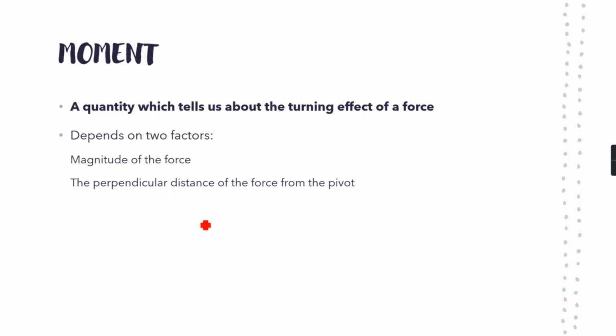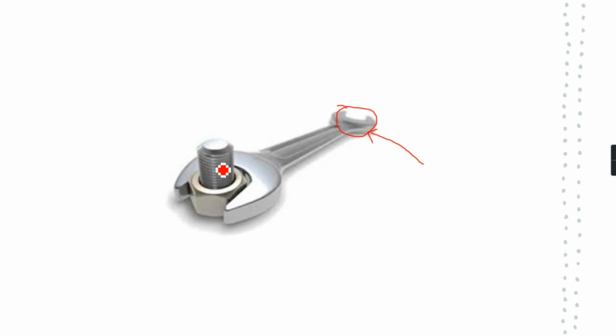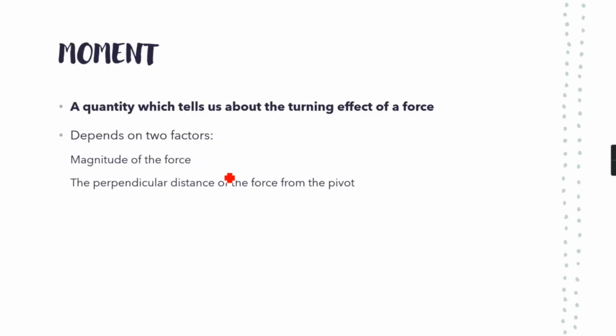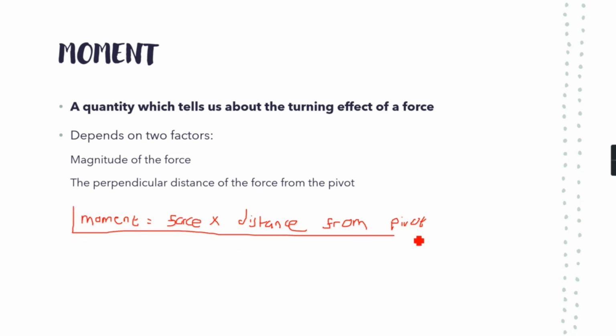So the moment of a force can be defined as the force times the perpendicular distance from the pivot, the pivot being the center of the nut, to the line of action of the force. This equation basically sums up everything we've just talked about, moments.